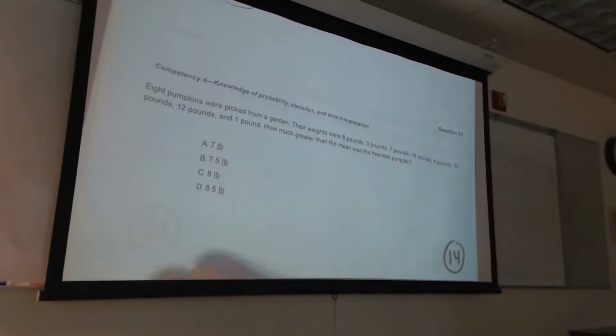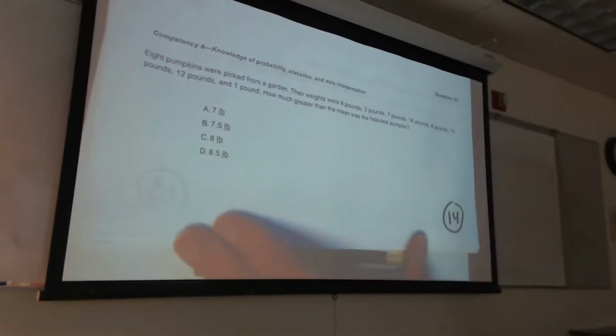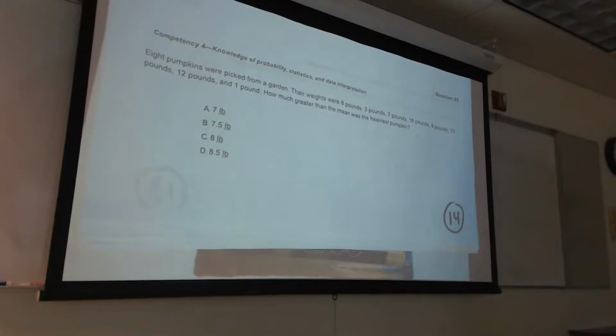All right, 35. 8 pumpkins were picked from a garden. Their weights were 8 pounds, 3 pounds, 7 pounds, 16 pounds, 8 pounds, 13 pounds, 12 pounds, and 1 pound. How much greater than the mean was the heaviest pumpkin?